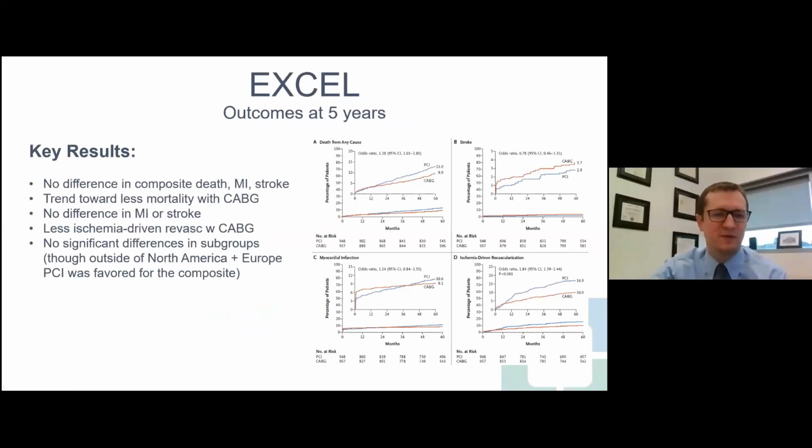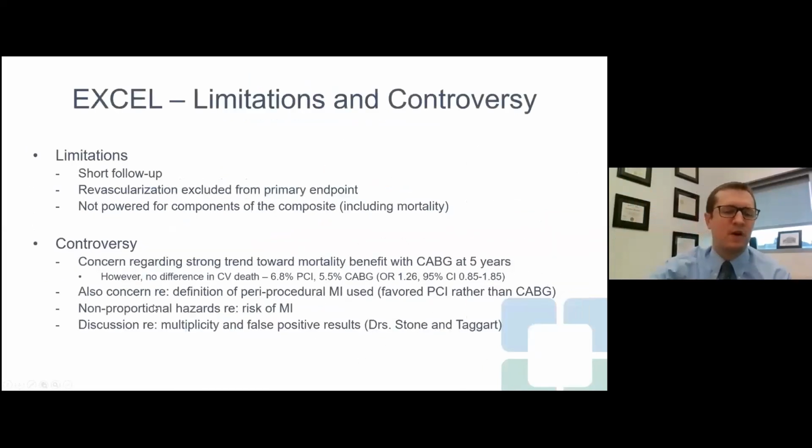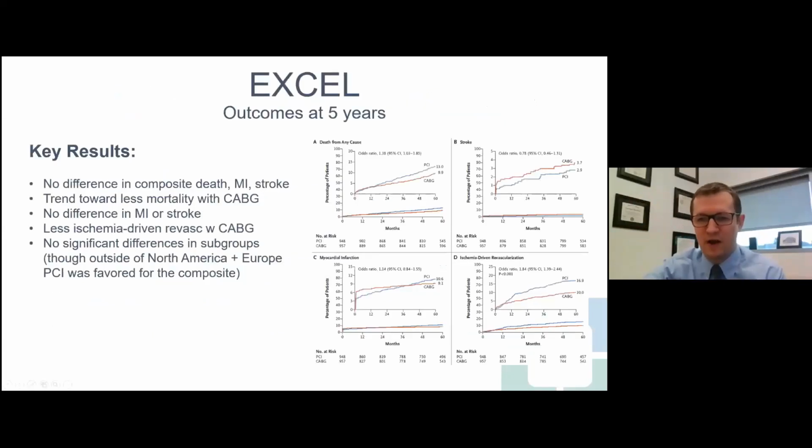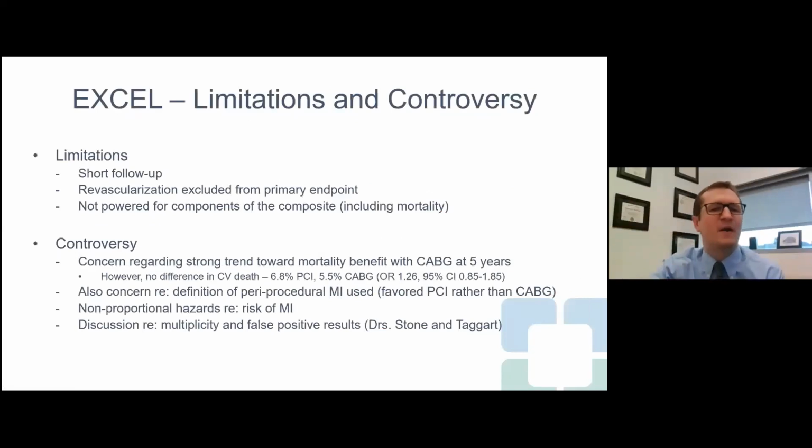So the key results here are that really there's no difference in composite death, MI, or stroke. There's maybe a trend towards less mortality with CABG, and really no difference in MI or stroke. There is less ischemia-driven revasc with CABG, but I think the message is that outcomes are overall pretty similar. There are some limitations, however. In EXCEL, we have 5-year follow-up, so that's not so much a limitation anymore, but revascularization was excluded from the primary endpoint. That actually was the focus of the 5-year paper, as you can see here in the bottom right-hand corner of the screen. However, that's not the primary endpoint. And also, it wasn't really powered for components of the composite.